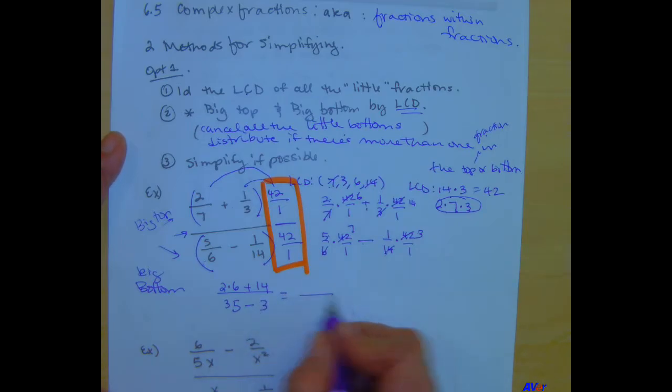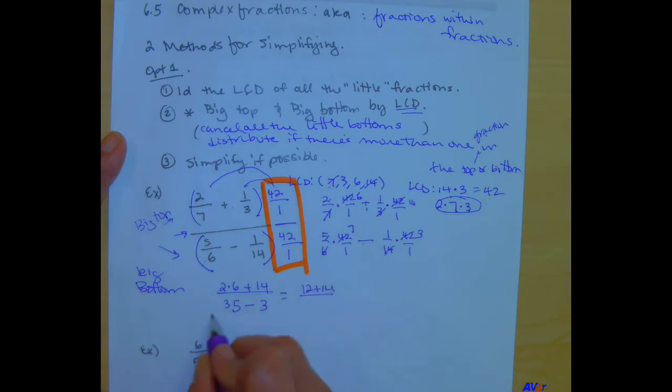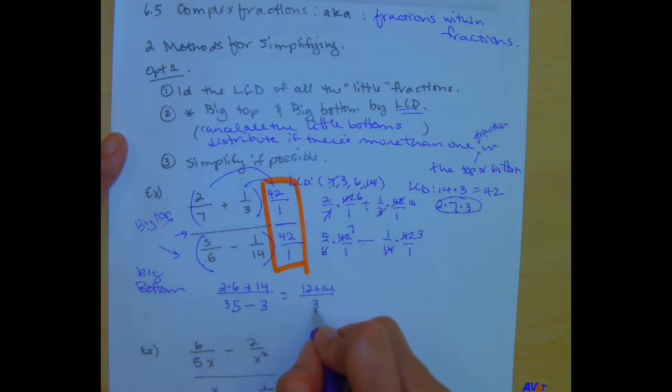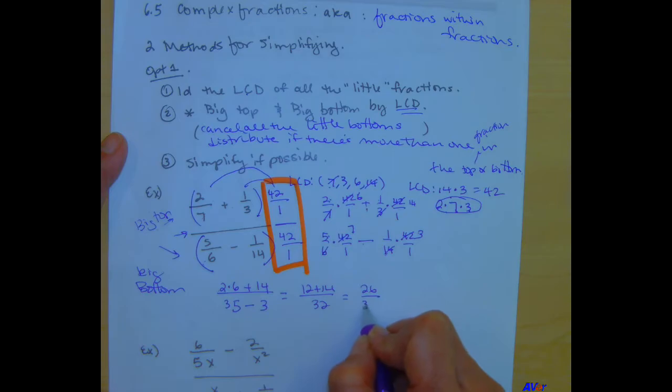Okay, so now we're going to do that math. So I have 12 plus 14 over 35 minus 3. I just didn't do that multiplying before. What's that, 32? So that's 26 over 32, which is a great answer, good answer.